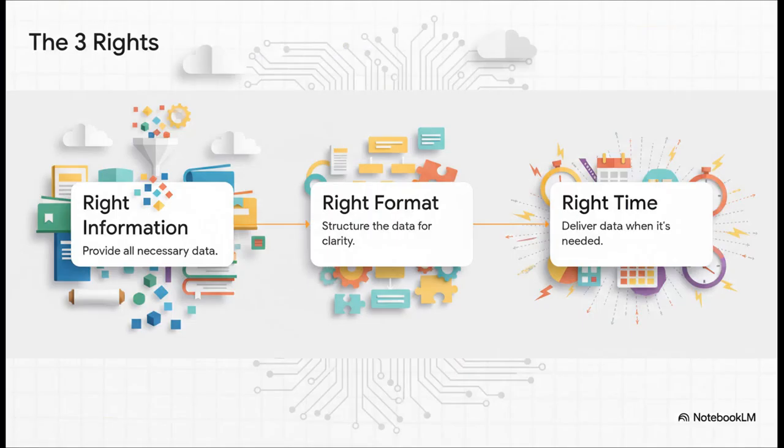Let's just break that down into 3 simple steps. First, you have to feed it all the necessary data. Not too much, not too little. Second, you've got to structure that data so the AI can actually make sense of it, nice and easy. And third, you have to deliver that info at the exact moment it's needed. This is how you strategically pack that context window, that AI RAM we were talking about.